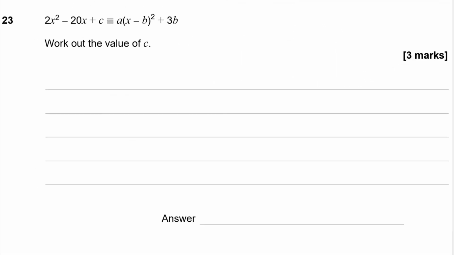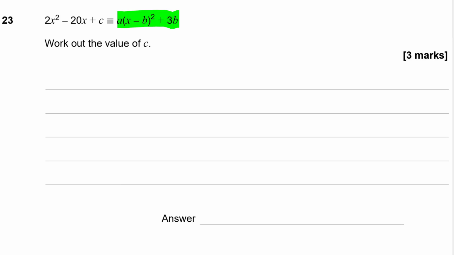In question 23, we are given an identity. 2x squared minus 20x plus c is identical to a(x minus b) all squared plus 3b. Now take care here, this is not an equation that you want to solve. You're not wanting to be moving things over that identity from one side to the other. What you want to do is take one side and make it look more like the other, so we can compare all the coefficients and read out the values of a, b and c. So I'm going to take the right hand side of this identity and make it look more like the left hand side, so we can read off the values.